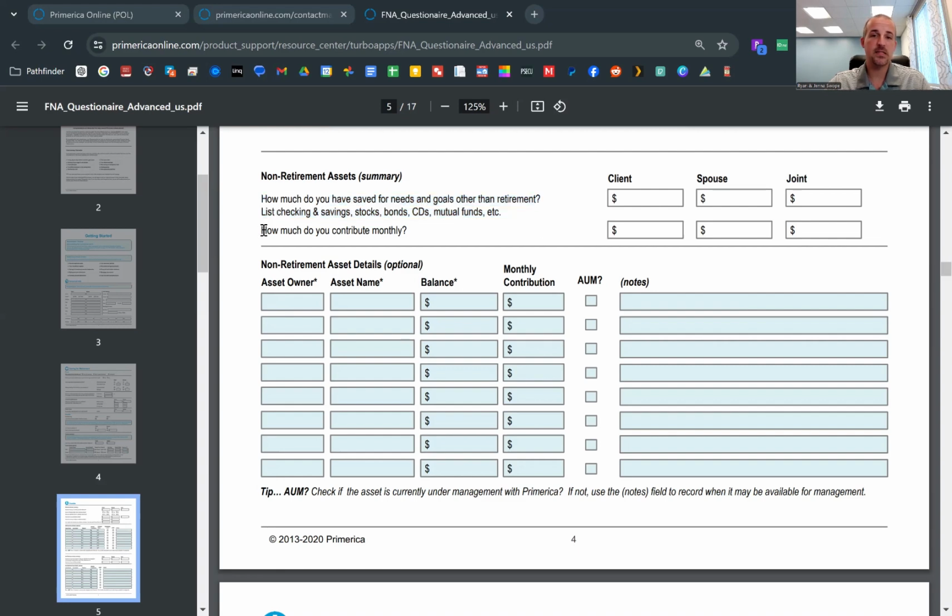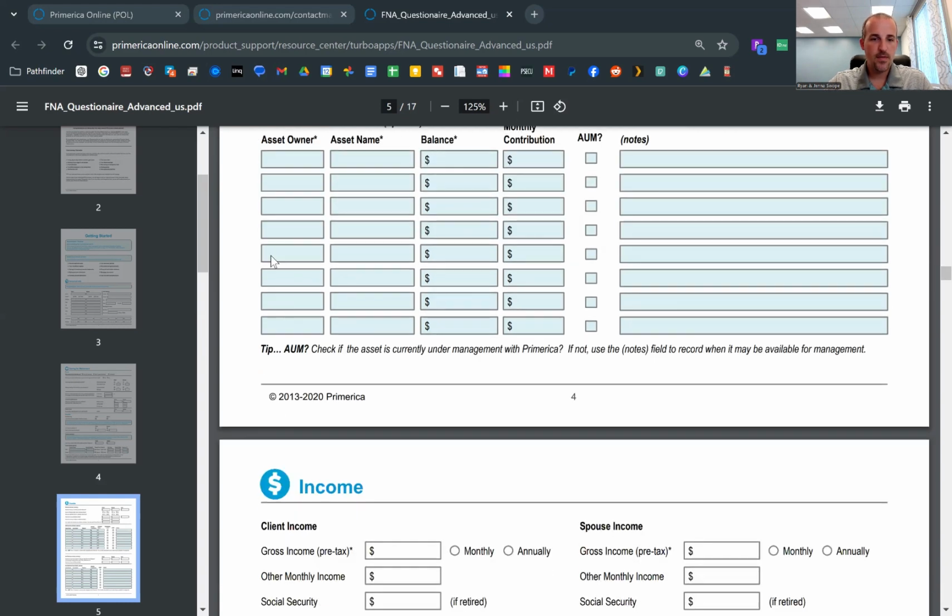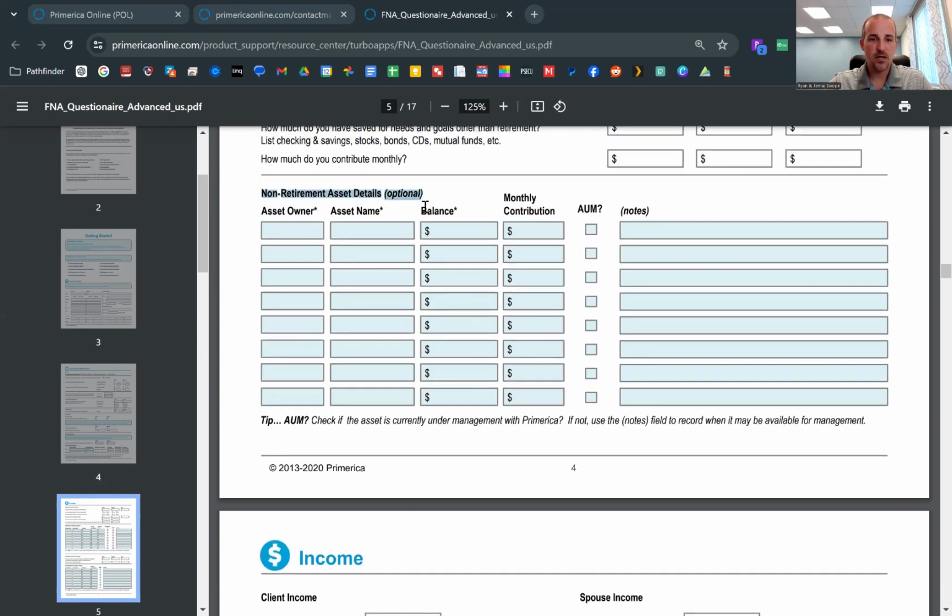And then if they do have, let's say, an emergency fund, it's only $2,000 or $3,000 or whatever, but they're actively contributing to it. You're going to ask, hey, do you contribute to it monthly? No, yes, I contribute $200 a month, whatever. You're going to put these amounts here. Pretty simple. And then you're going to do the same thing for non-retirement assets.